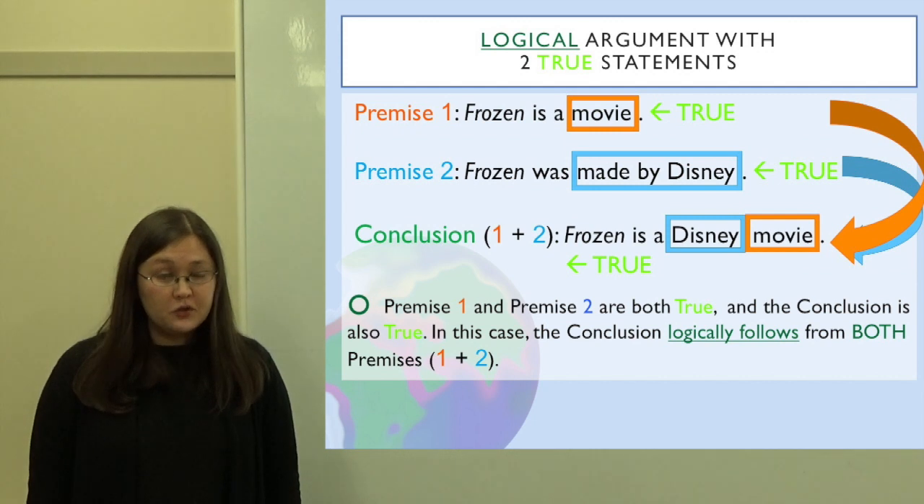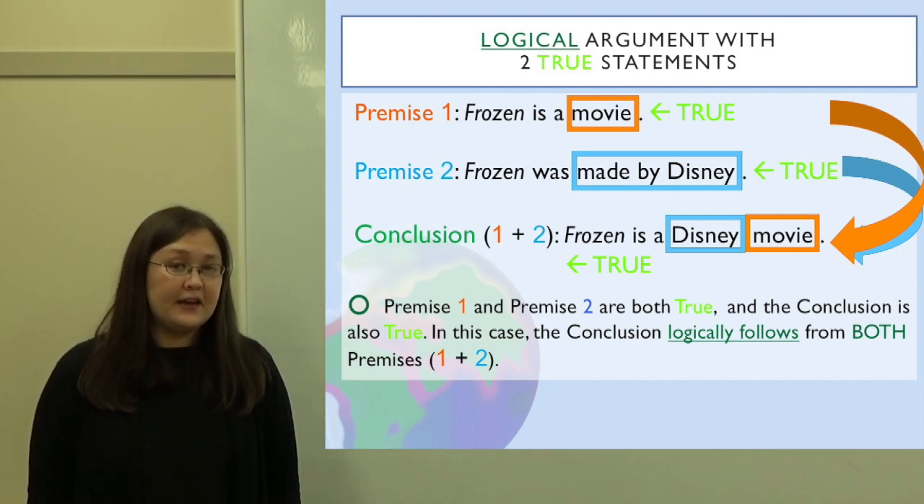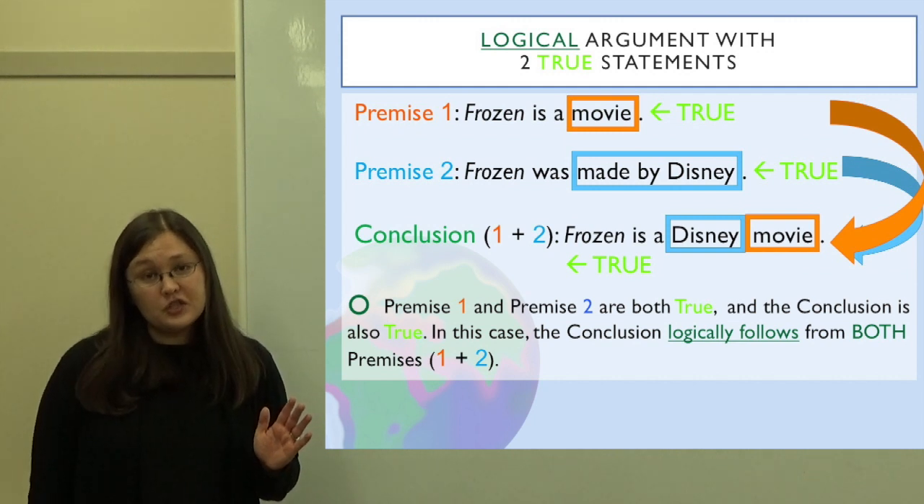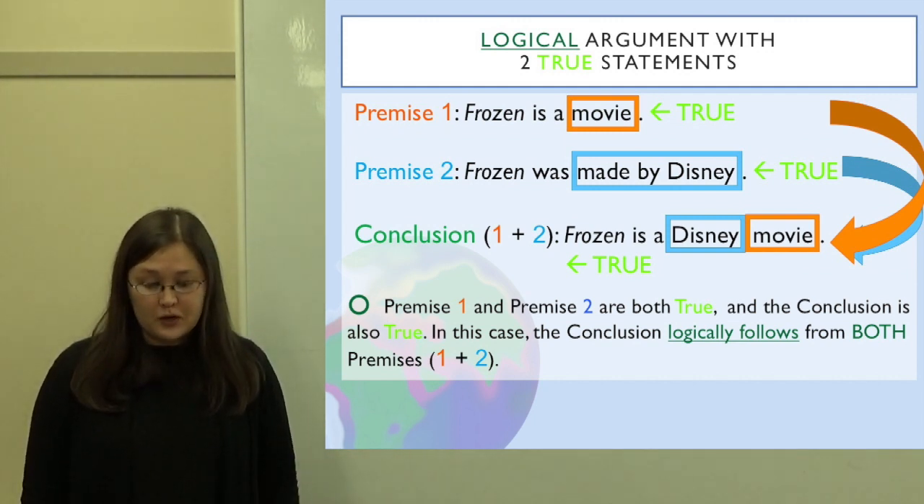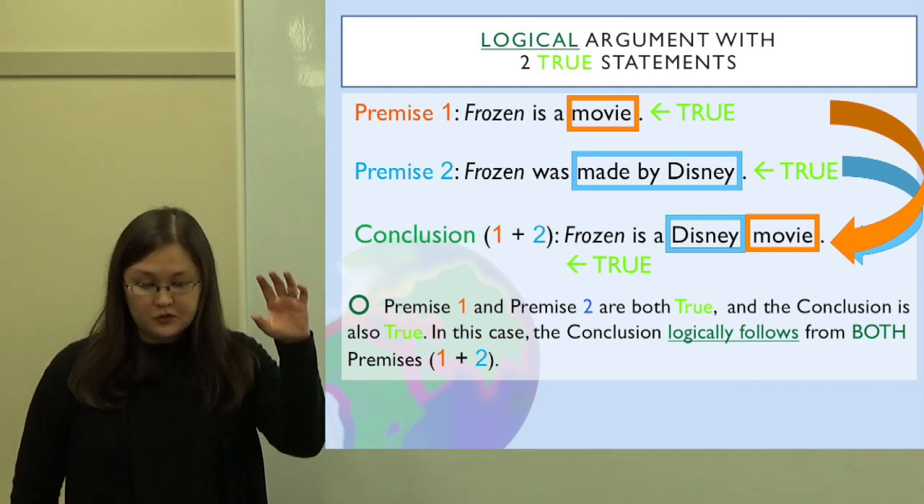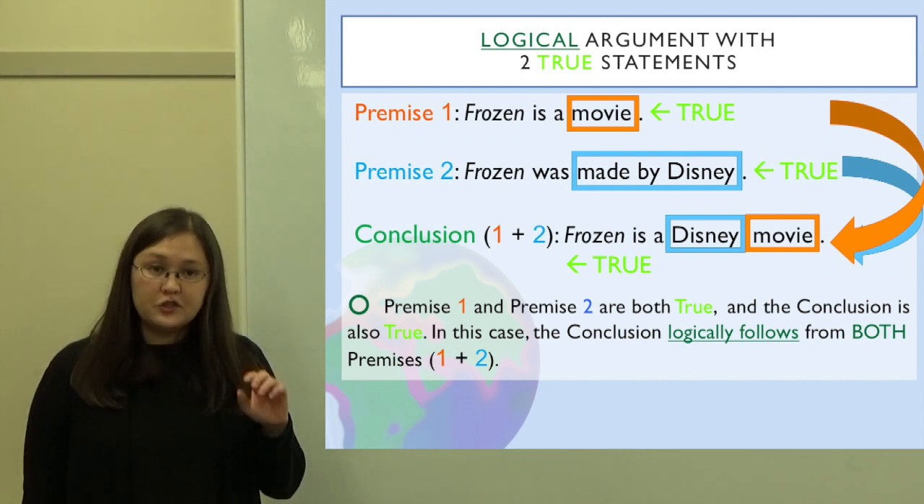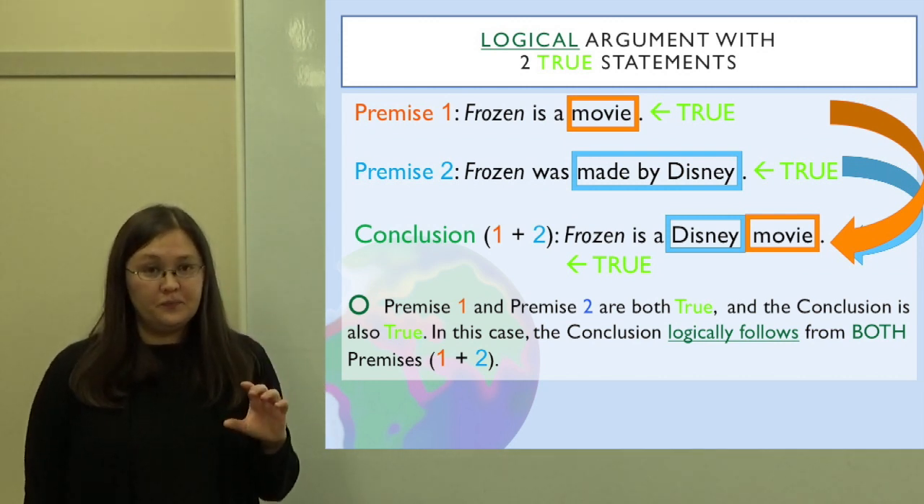Conclusion 1 plus 2, which you can see indicated by the green lettering. Frozen is a Disney movie. This is also true. We can check in the real world to find out. And it follows logically from the premises that we have. Premise 1, movie, went into the conclusion. And Premise 2, made by Disney, also went into the conclusion. So the conclusion is 1 plus 2.